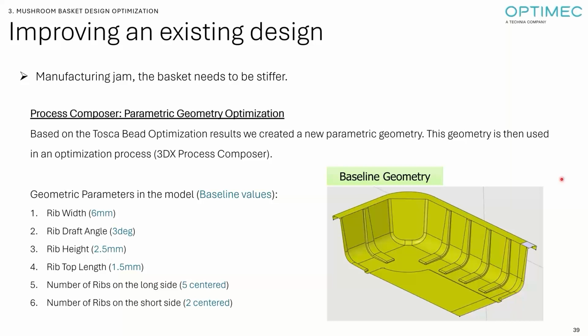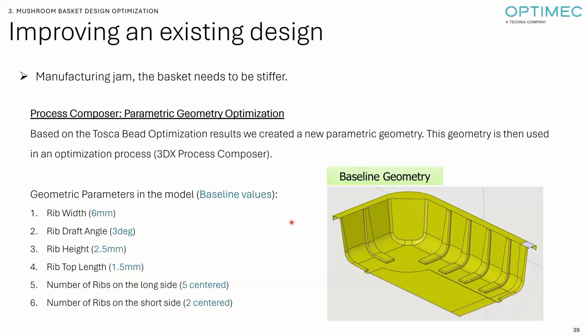So we started with the flat surface, and we started with the Tosca Bead algorithm, which allows you to create shapes from a surface to maximize the design. From that Tosca Bead's result, we recreated a CAD using CATIA with this ribs shape. And these ribs were created with parameters, as you see here: the rib width, the draft angle, the height, and the number of ribs around each side. This is a quarter symmetry model, obviously.